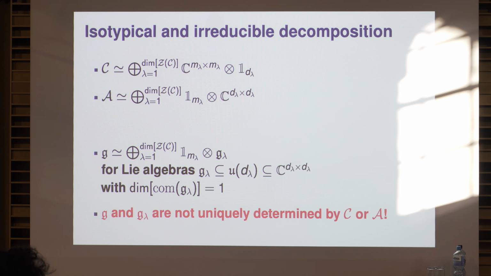And you can write this in this tensor product form. So this also gives you some decomposition of the Lie algebra. And this is thinking of some set of matrices acting irreducibly. But it's important to realize that neither the Lie algebra nor these G lambdas are uniquely determined by C or A. So you could potentially have different ones there, because you could have different irreducible Lie algebras acting on that space. I don't want to dwell on this so much.